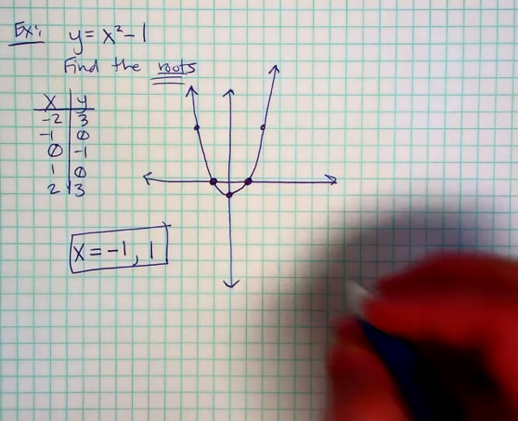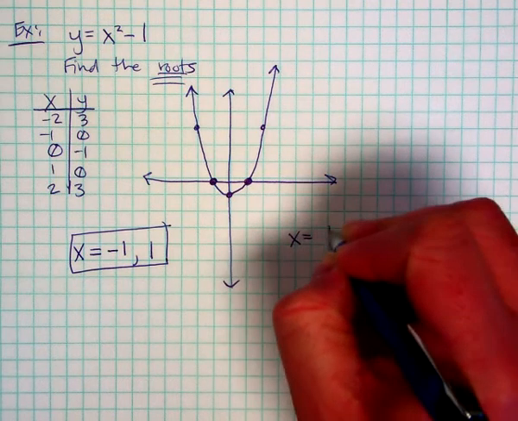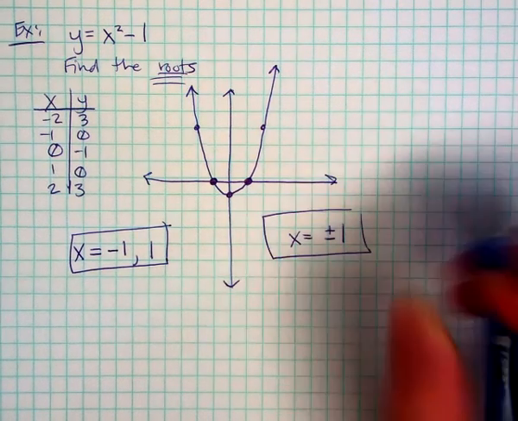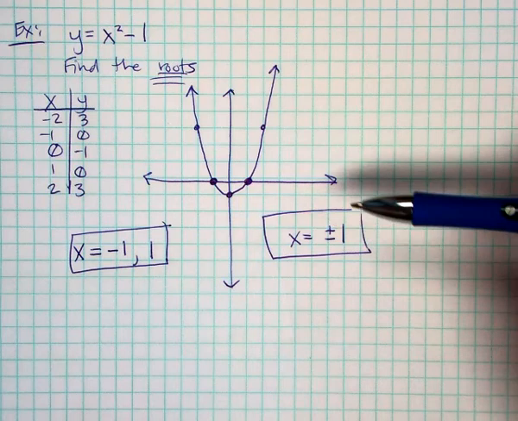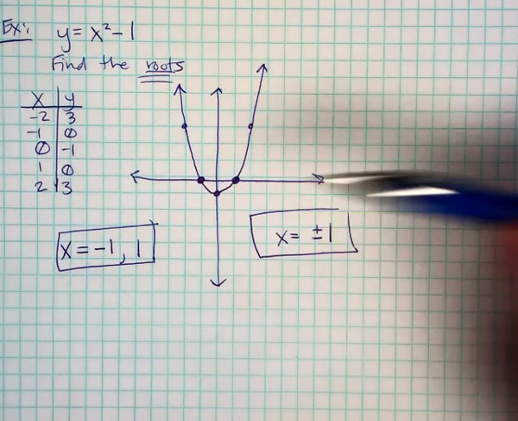We've seen this symbol before. I could have said x equals positive or -1. I don't care which way you write it, it means the same thing. But that is literally it. You simply look at a graph and say, there are the x-intercepts.